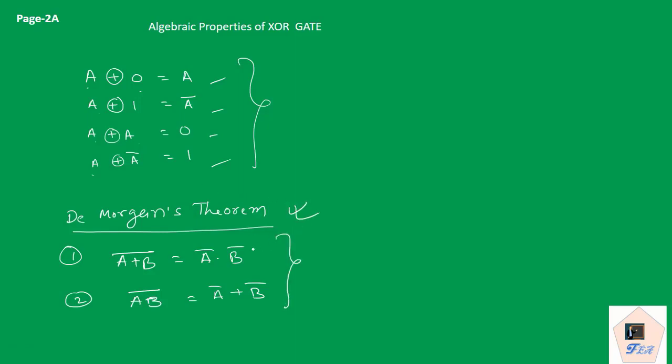These are known as De Morgan's theorem. De Morgan's theorem is very important in logic gate based analysis and logic function simplification, where it has huge utilization. What De Morgan's theorem says is that (A plus B) bar is A bar dot B bar, and (AB) bar is A bar plus B bar. A very important property in logic simplification.